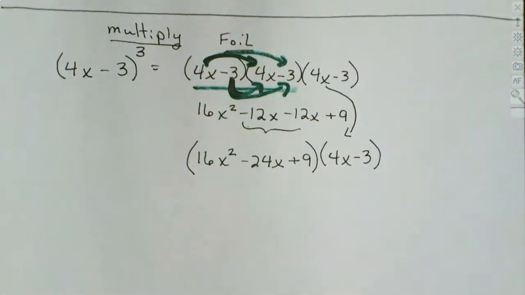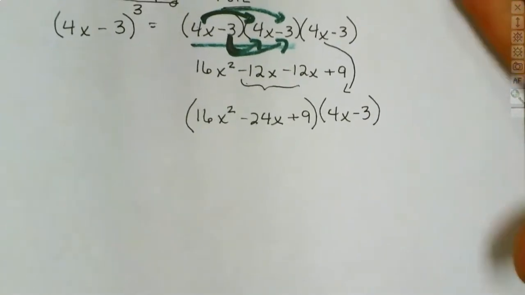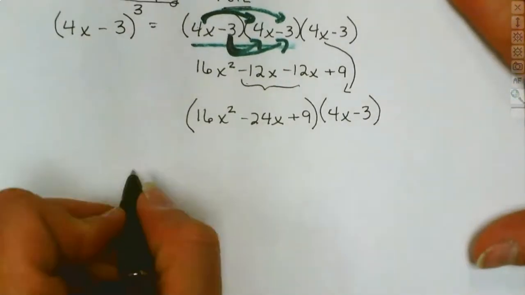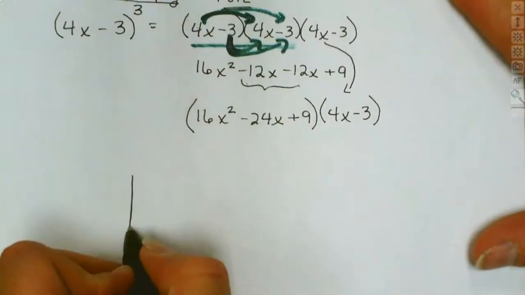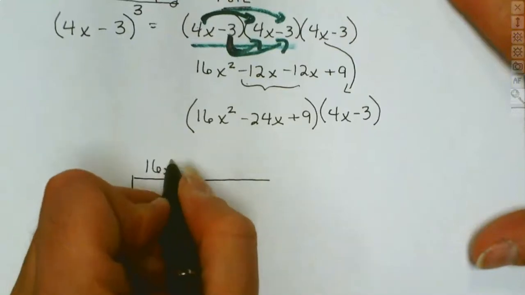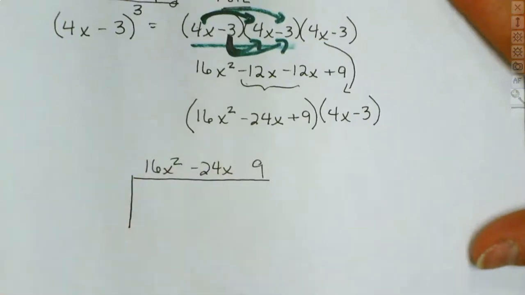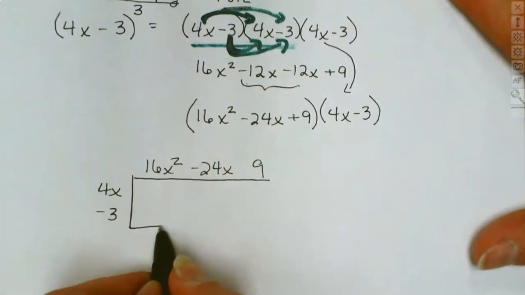So is everyone all right with what we did there? So we did the first two, we FOILed them. Now what do you think we're going to have to do? Yep, now we have to apply the box method. And again, these are not difficult, but they take a little bit of time, and it's easy to make a sign error. So 16x squared minus 24x, and a 9 is going across the top. 4x and a minus 3 goes down the side.